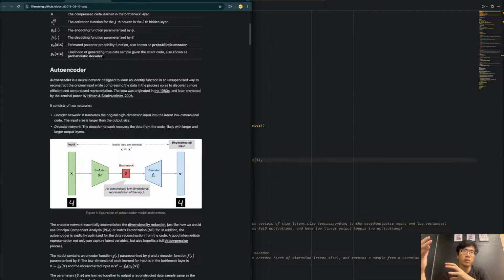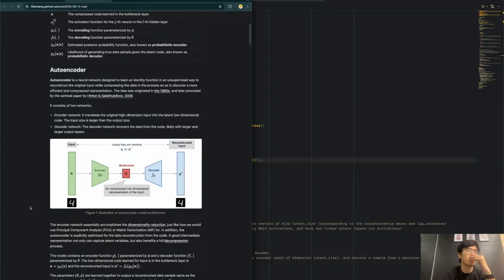And then we have a decoder that takes this lower dimensional input and converts it into some higher dimensional output. So that's the decoder. And the idea is that by going through this bottleneck, we have a very good compressed representation of the value, and we can actually use this as a generative model.